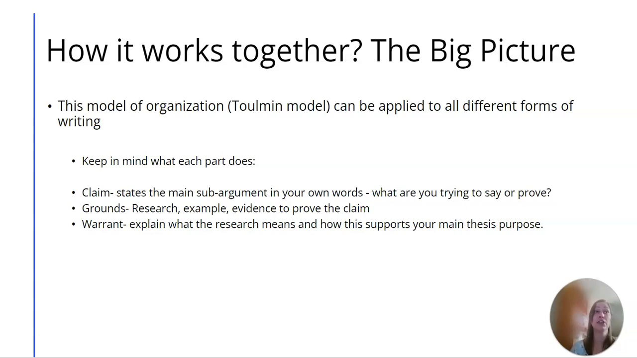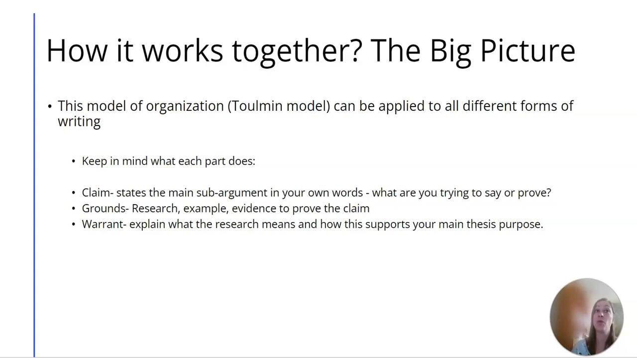In the claim, you're stating the main argument of this subargument, this smaller argument you're making. What are you trying to prove or say? That should be written in your own words. Then you're going to support this with your grounds, your research, your example, your evidence, whatever you have that's going to prove that claim true. Why should we believe you? What support do you have for it?